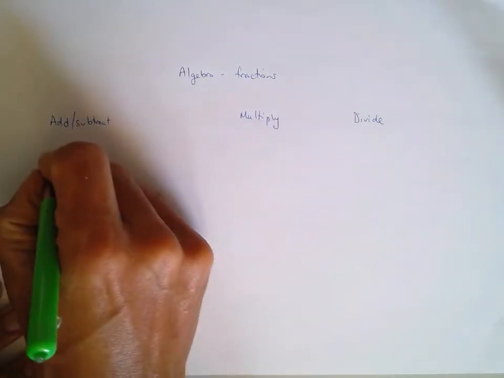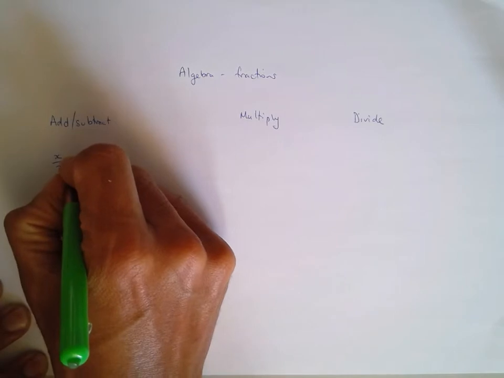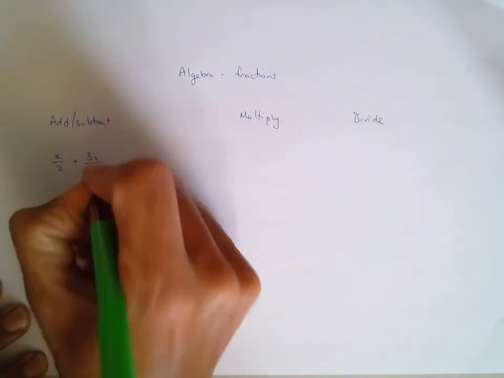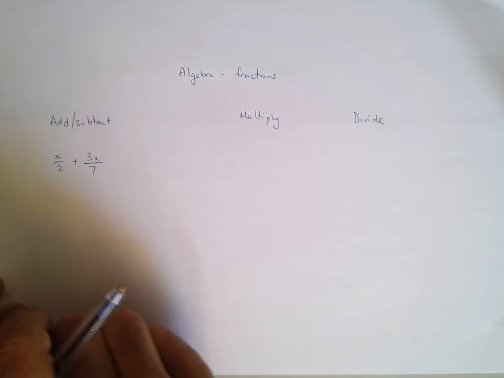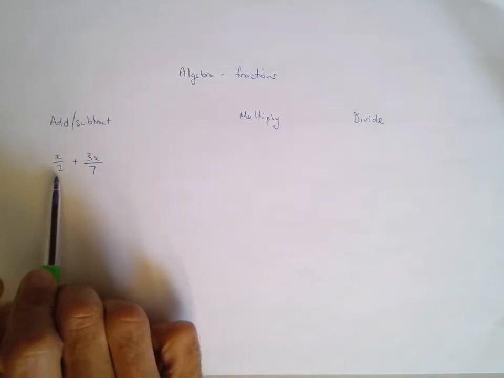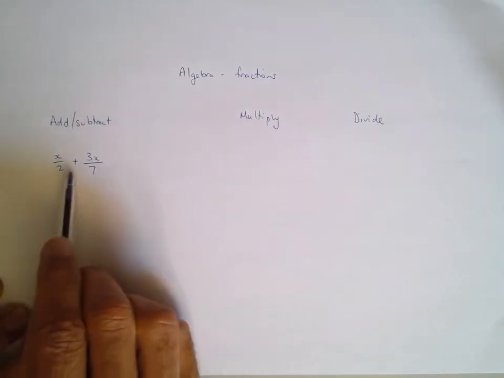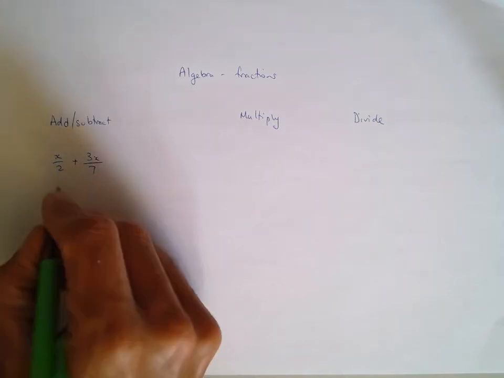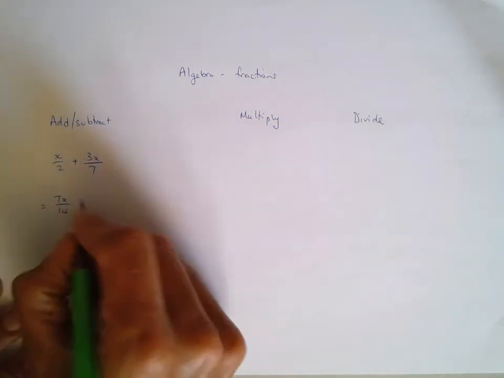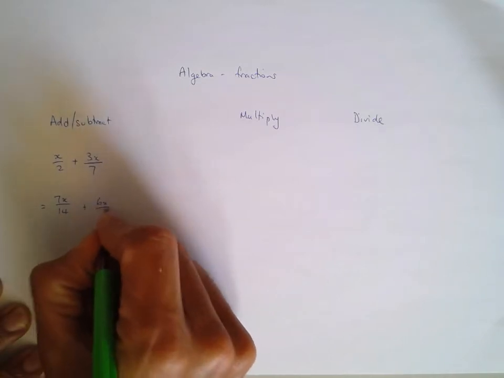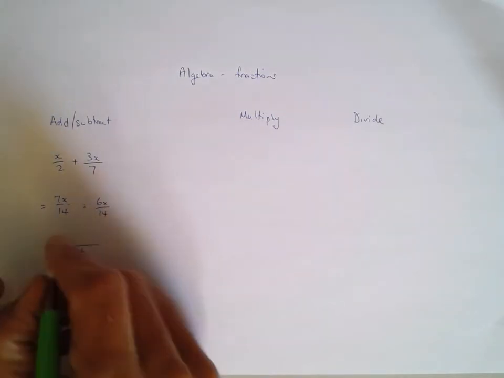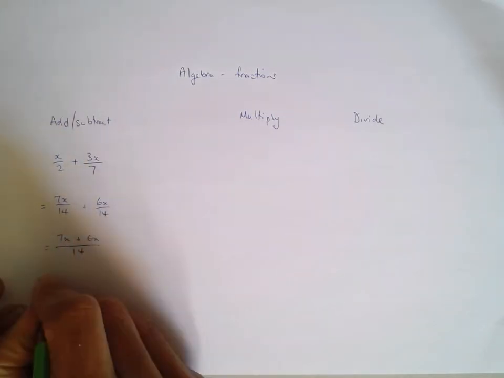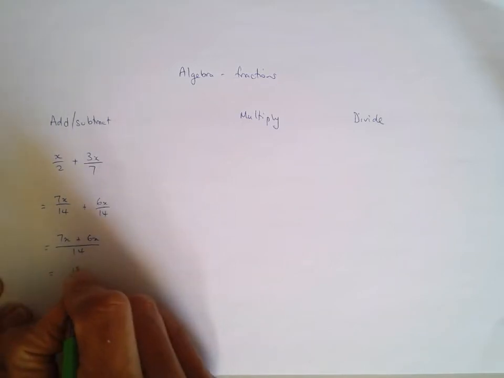When we're adding and subtracting two algebraic fractions, it's important that we remember if we don't have a common denominator, we need to convert each fraction to an equivalent fraction where those two denominators would be common to each of them. So here the common denominator would be 14. So x upon 2 plus 3x upon 7 is the same as 7x upon 14 plus 6x upon 14. Now I've got a common denominator, I can add those two. 7x plus 6x upon 14, giving me 13x upon 14.